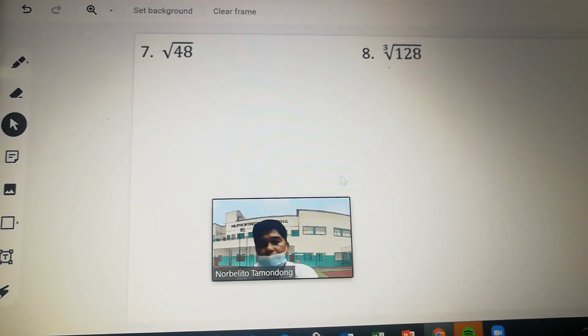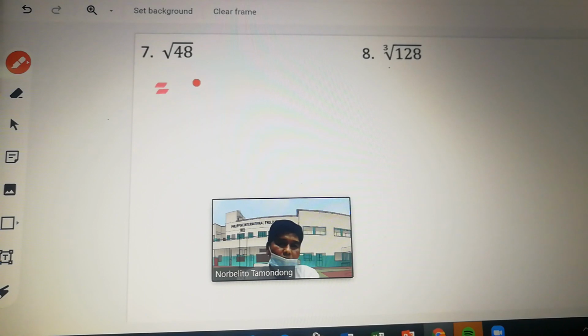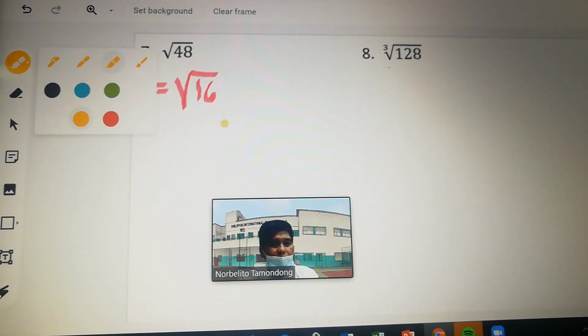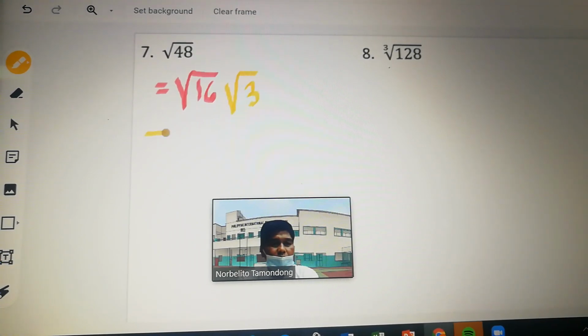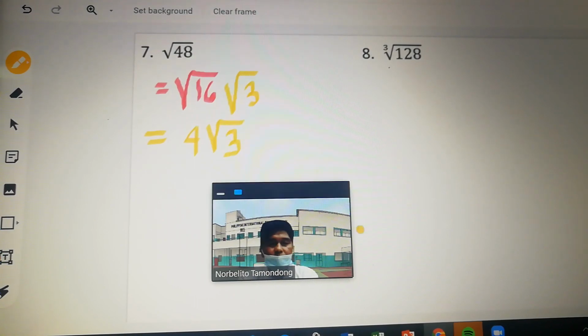Okay, so next is number 7. Square root of 48. Okay, no need for us to use the decomposition method here. Square root of 48 is equal to, okay, what is the perfect square factor of 48? Okay, 16. So 48 divided by 16 is equal to 3. Therefore, the simplified form of square root of 48 is 4 square root of 3.